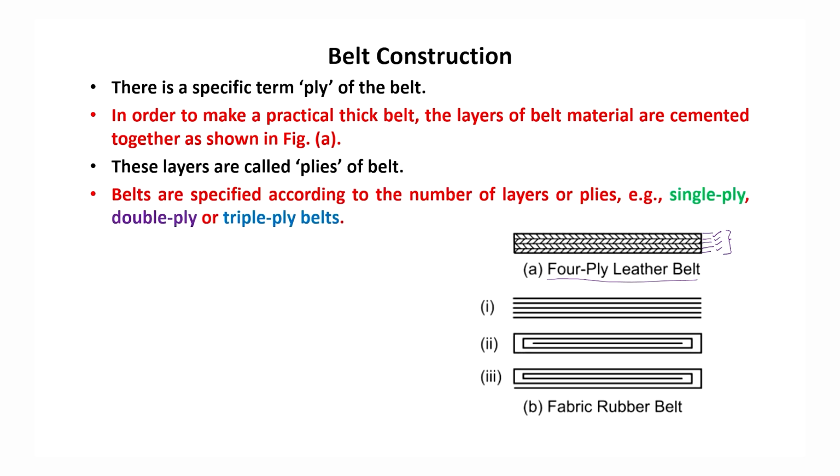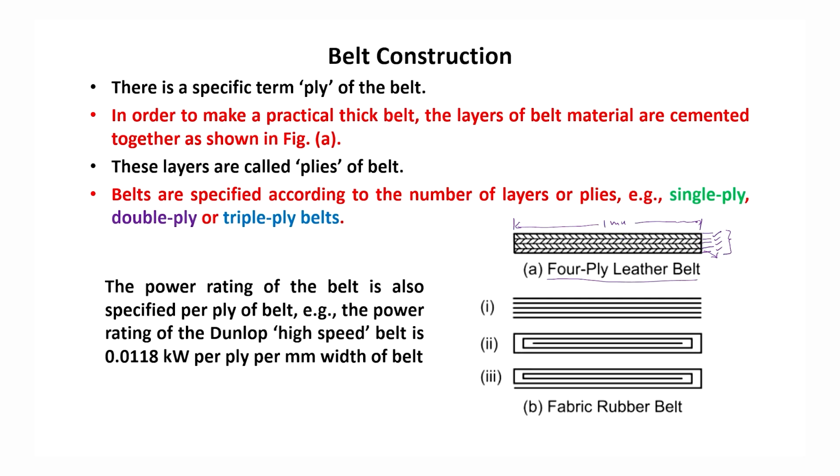Belts are specified according to the number of layers or plies, for example single ply, double ply or triple ply. The power transmitting capability of the belt which we have determined was based on per unit width of the belt, when this width is 1 mm and when the number of ply is 1. So per ply and per unit width of the belt, that was the power transmitting capability of the selected belt. The power rating of the belt is also specified per ply of belt.